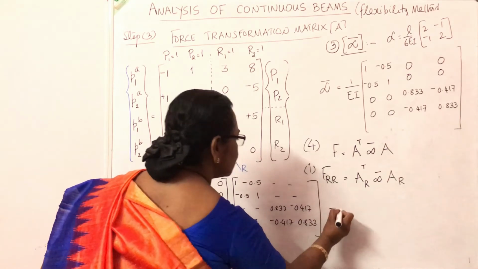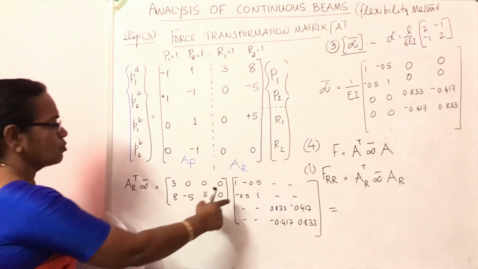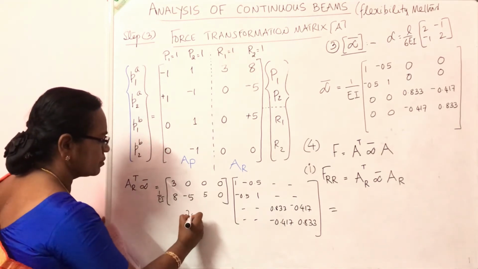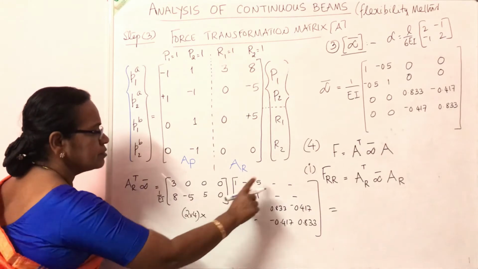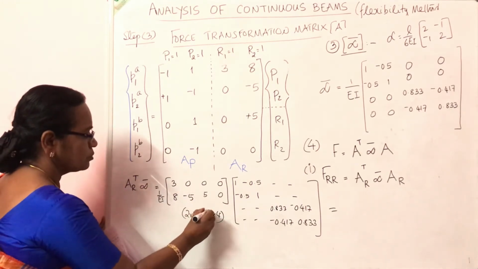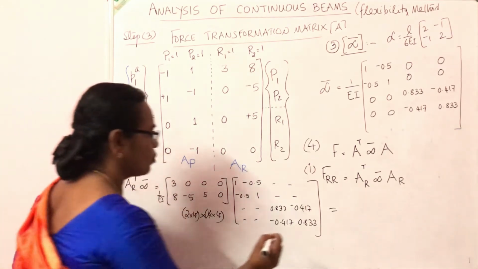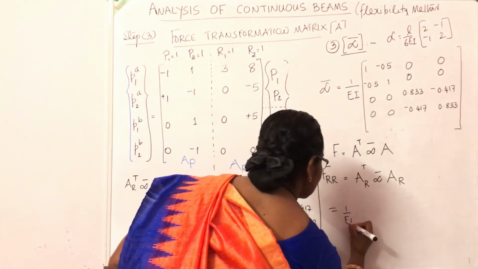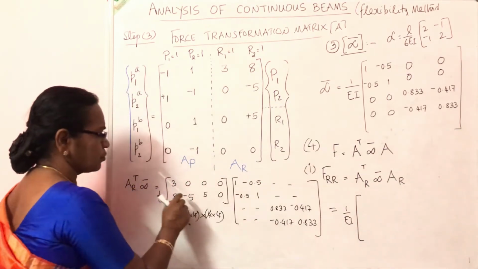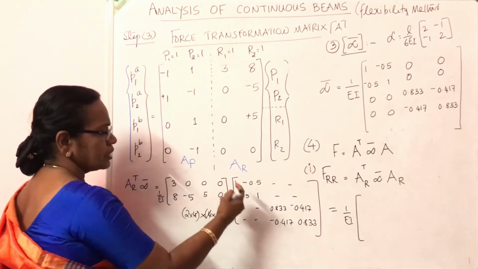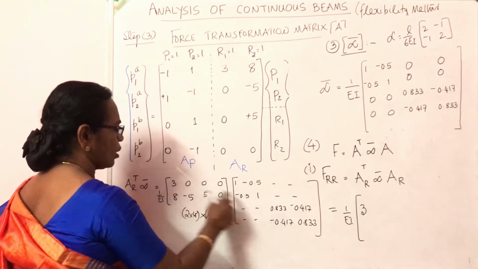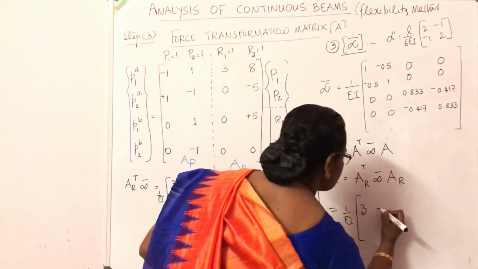This multiplication is not as difficult as you think. There is 1 by EI outside. This is a 2 by 4 matrix and this is a 4 by 4 matrix. So what will be the product? The product will be a 2 by 4 matrix. Most of the terms are 0, so it is easy to multiply. The first term is 3 into 1, that's all, 3. The second term will be first row into second column, so 3 into minus 0.5, minus 1.5.